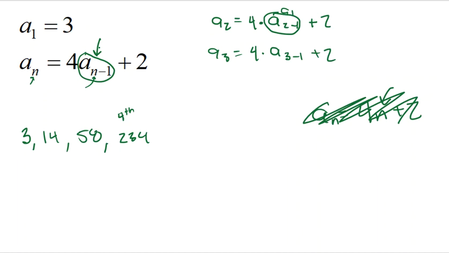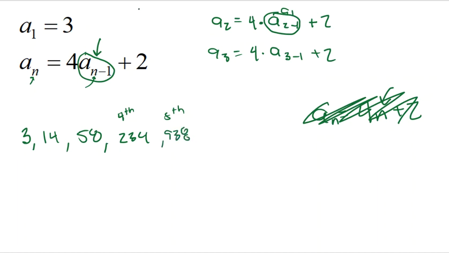So again, if I'm looking for the fifth term, let's find the fifth term now. I need the fourth term. 5 minus 1 is 4. So I need the fourth term, which is 234. So I'm going to take 234, times it by 4, add 2, and I get 938.